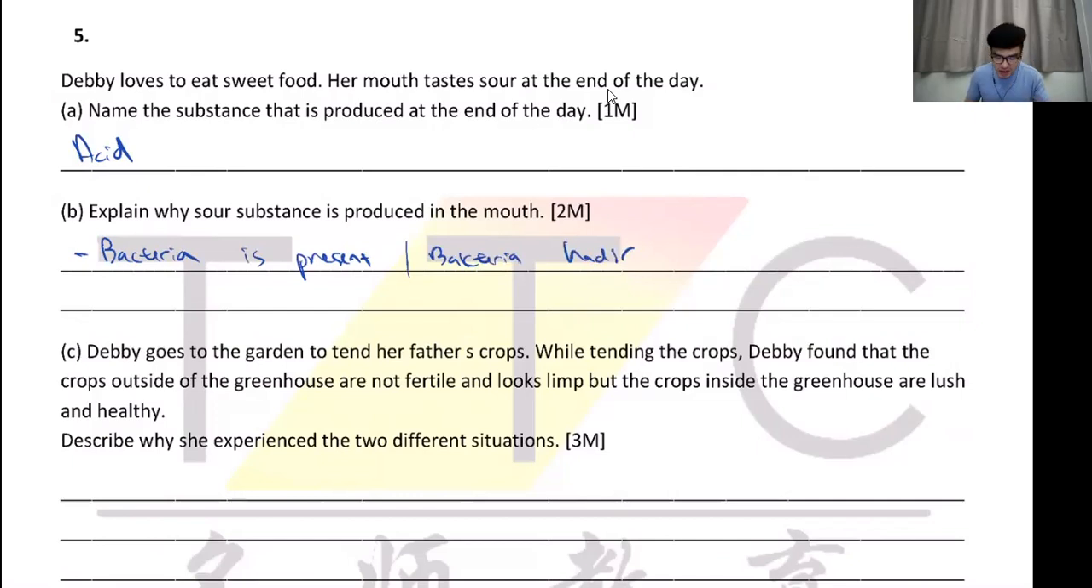Okay, so if there's bacteria inside, what is it going to do? Okay, so it will produce acid. Okay, menghasilkan acid.